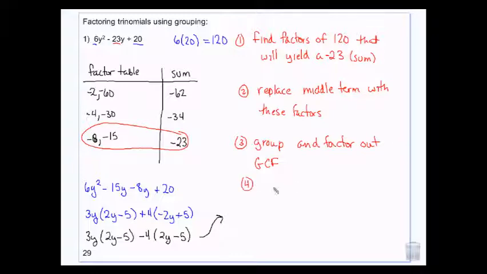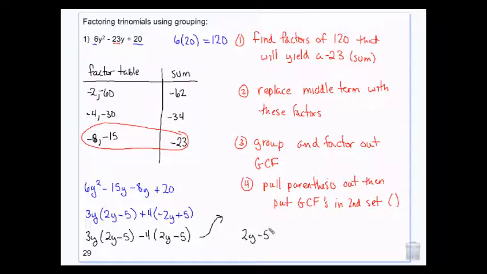And then my fourth and final step is to take that 2y minus 5 and then this 3y and minus 4. And so this is the factored form.